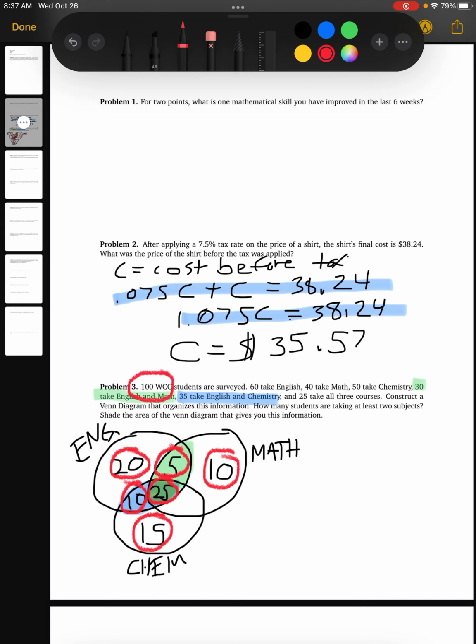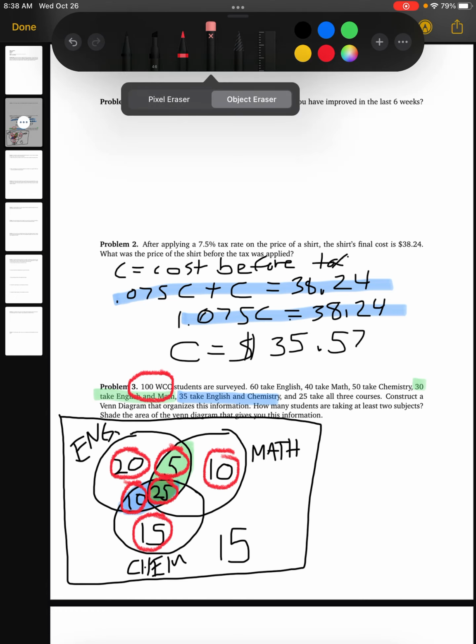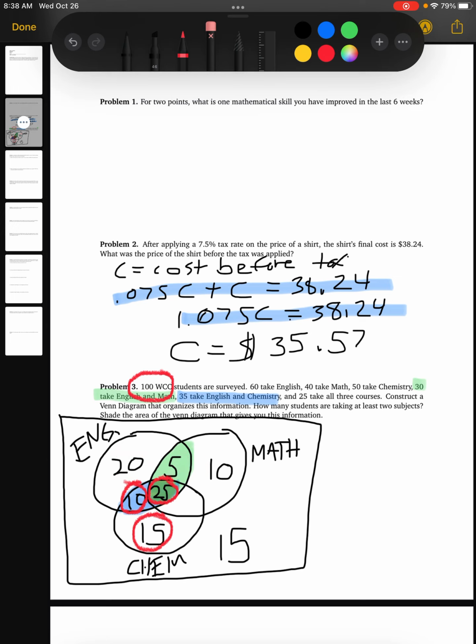But my problem tells me that 100 people total were surveyed, which means some people aren't taking any of these classes at all, right? 85 people are taking some combination of English, math, and chemistry, but the other 15 people are taking different classes or not taking these classes at all. So those 15 people are outside of the Venn diagram like that. Okay, my friends. And so that tells us what we need to know to have this Venn diagram correctly filled in.